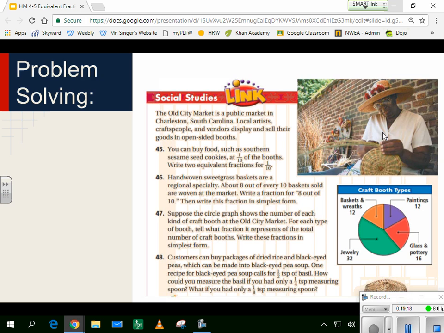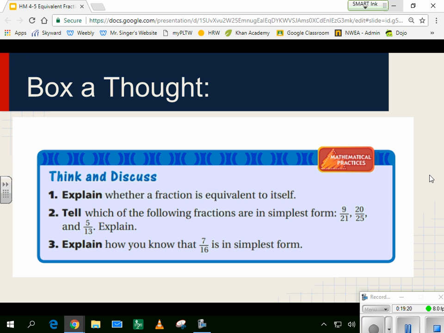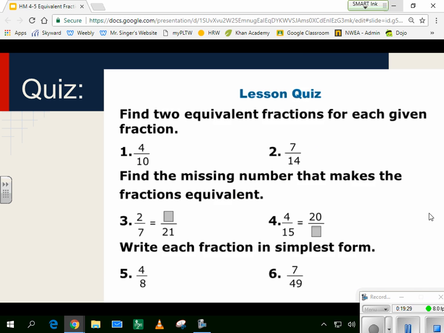All right, now that we got through all our practice problems, it's time for us to get on to the box of thought. We'll skip past that. So you have 3 questions. Answer them to the best of your ability in your notebook. All right, and here's your quiz. You got 6 problems. Go ahead and use what we learned in this video to try to answer all of these.